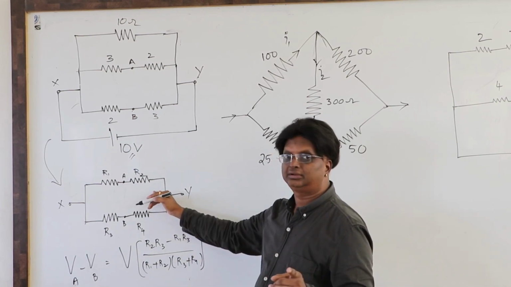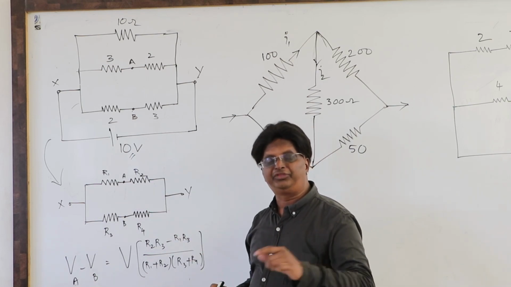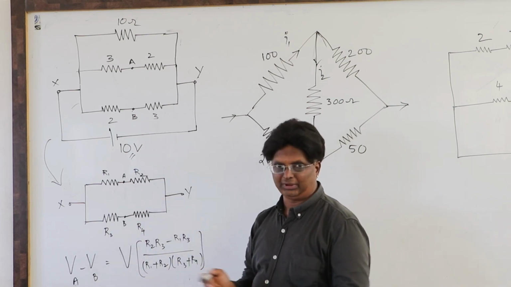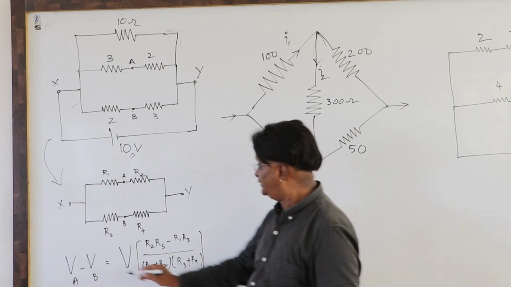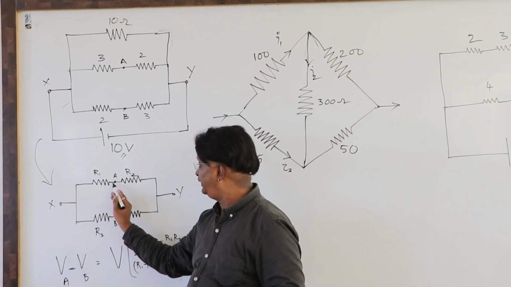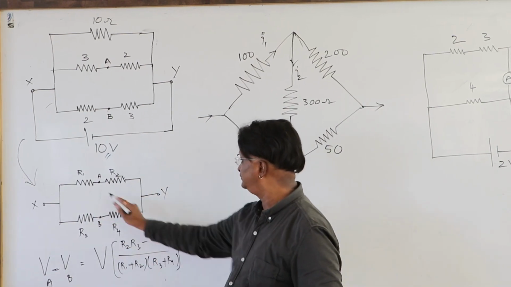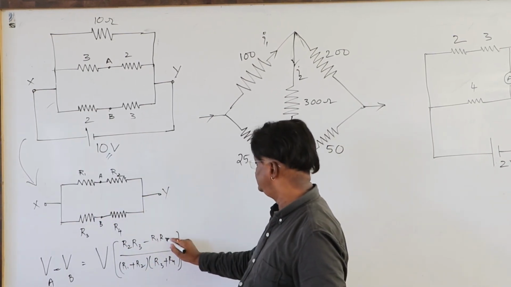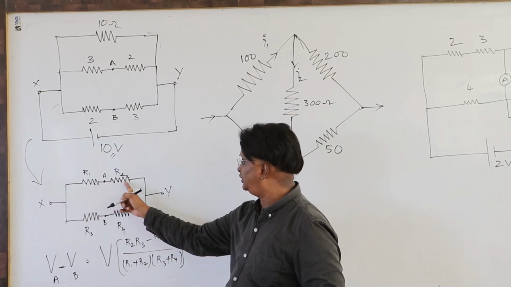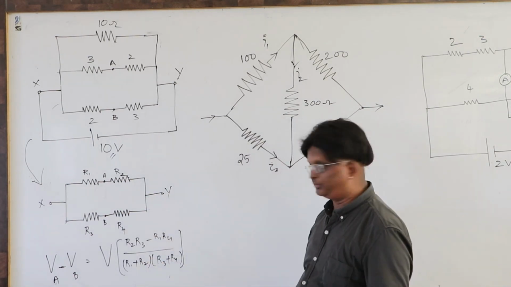Now for this network, I would like to remind you of an important result that we have done. Otherwise, it will be a lengthy procedure to do in a short time. I am giving you this result. Already we have given that. Hope you will practice it. VA minus VB, order is important. I am writing the expression: VA minus VB is equal to total volts times (R2 R3 minus R1 R4) divided by the denominator (R1 plus R2) into (R3 plus R4). This is the result.